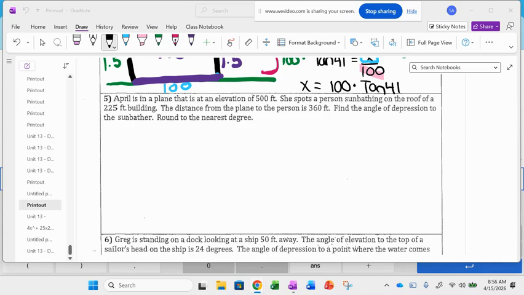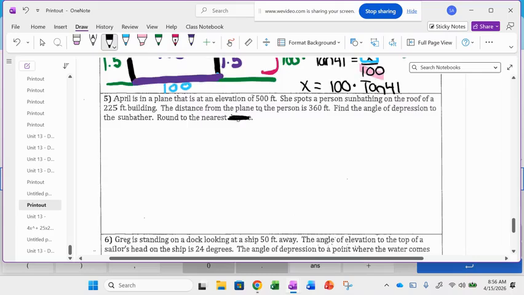All right, number 5. April is in a plane that is at an elevation of 500 feet. She spots a person sunbathing on the roof of a 225-foot building. The distance from the plane to the person is 360 feet. Find the angle of depression to the sunbather. We're not rounding to the nearest degree. Let's change this, round to the nearest tenth.